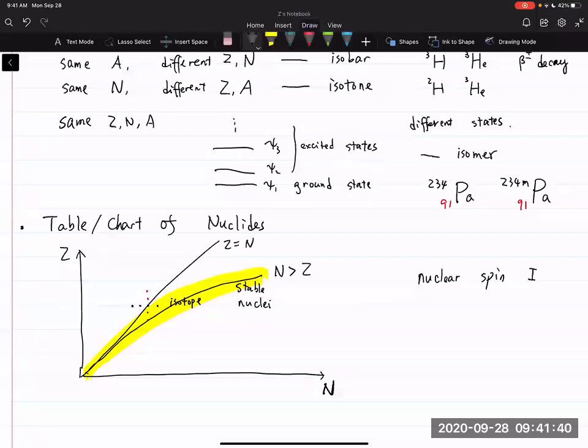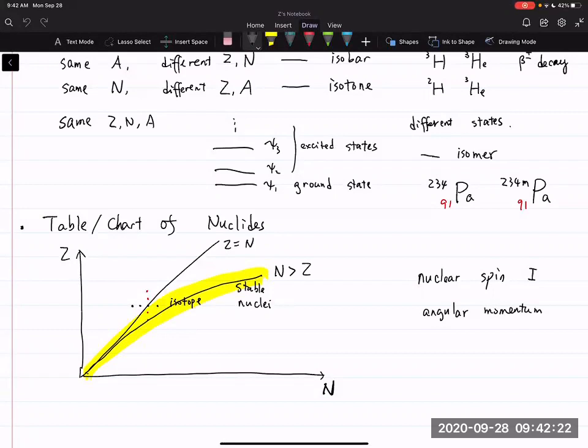So the nuclear spin is sometimes an integer, like 1. Sometimes it's a half integer, like 1/2, 3/2. So to understand nuclear spin, briefly, what does spin mean? Spin means angular momentum. So nuclear spin represents angular momentum. But in quantum mechanics, angular momentum is not the same as classical angular momentum. Angular momentum itself is quantized. You cannot take any arbitrary value.